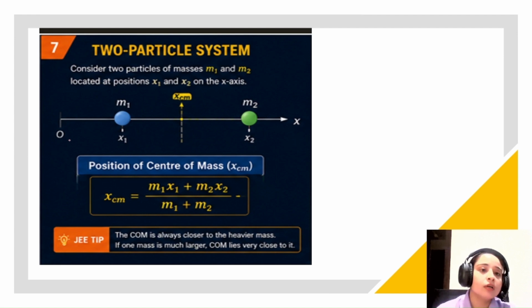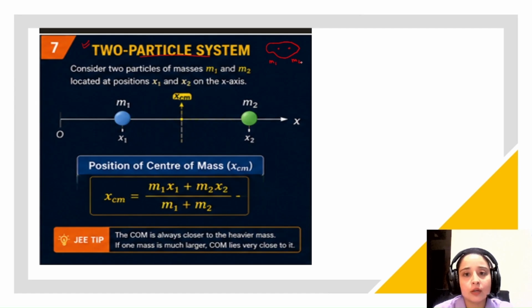Now let us calculate the center of mass for a two particle system. Let us consider there is a body, and in this body we have only two particles, m1 and m2. Let's say they are in the x direction, located at distances x1 and x2. And the center of mass position, let's say this is the position of the center of mass, which is in the middle of m1 and m2.